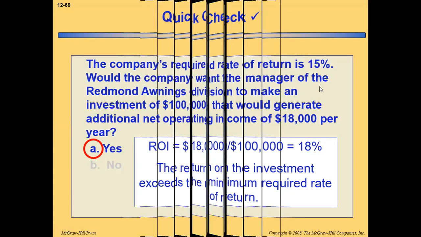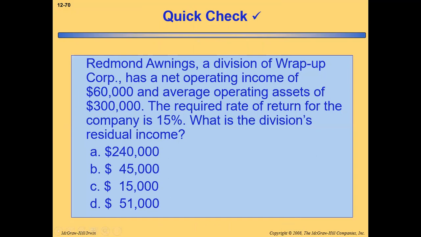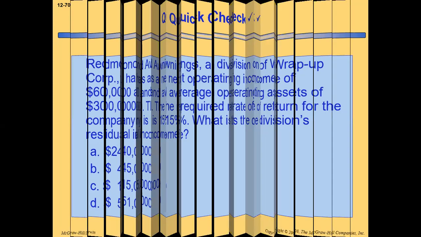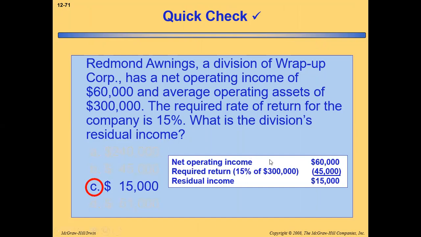Now next, please calculate the residual income. Here residual income will be how much? 60,000 minus 45,000 is how much? 15,000, sir, right? So the answer will be 15,000. How is it calculated? Net operating income is 60,000. Required return is 3 lakh into 15%, 45,000. So residual income is 15,000.